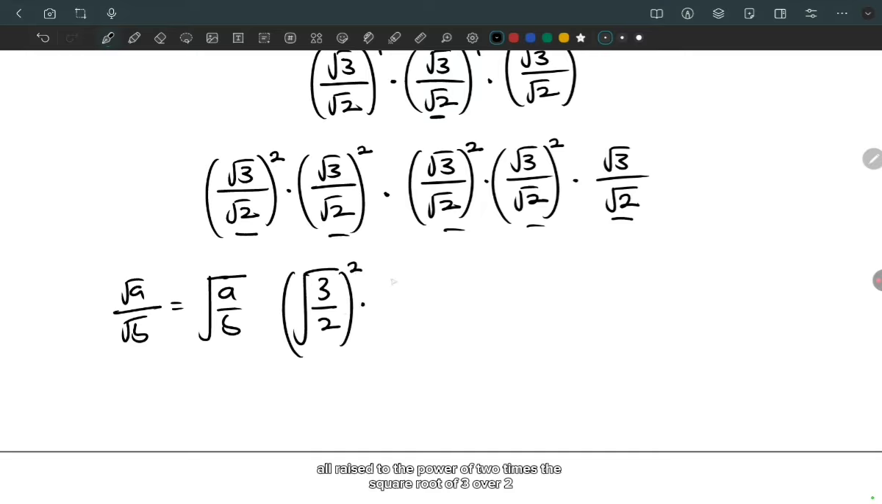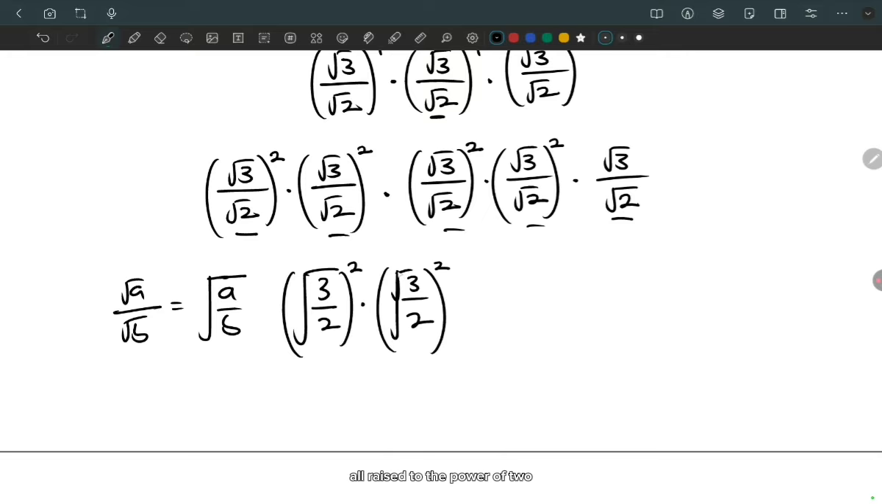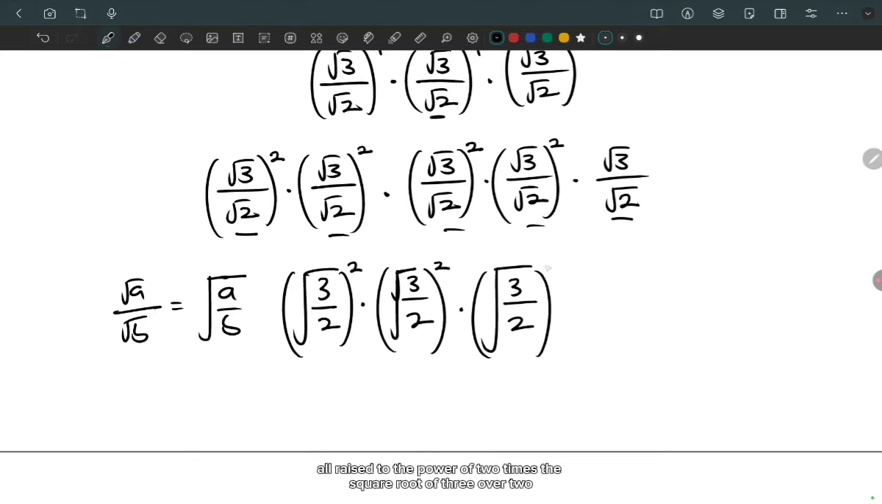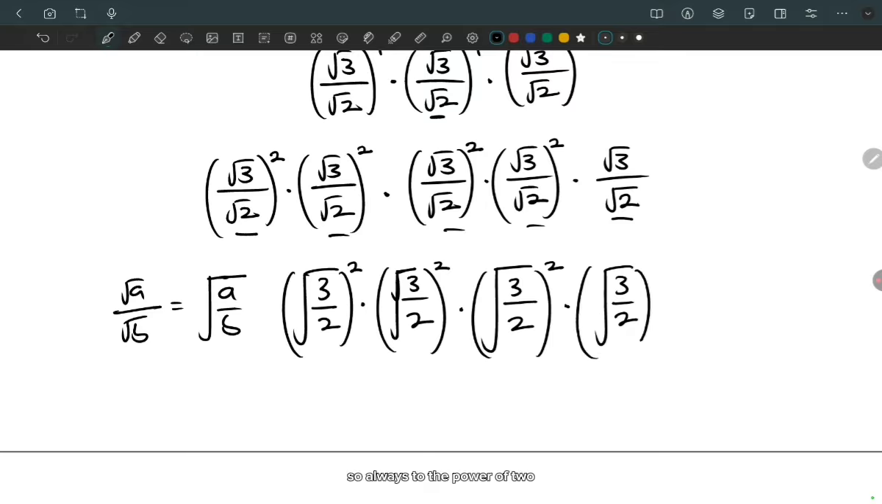of 2, times the square root of 3 over 2, all raised to the power of 2, times the square root of 3 over 2, all raised to the power of 2, times the square root of 3 over 2. We have this, so all raised to the power of 2. And then the last one is the square root of 3 all over 2.